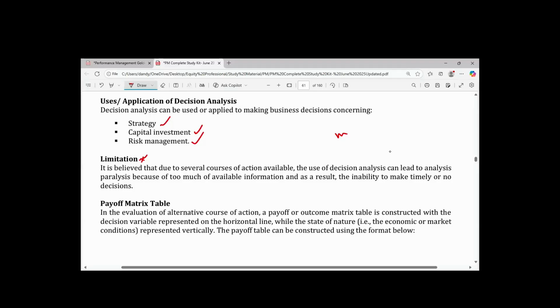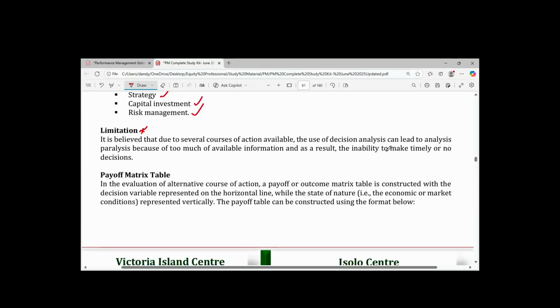And this is the main limitation or disadvantage of decision analysis. Like I said, it is believed that due to several options available, the use of decision analysis can lead to analysis paralysis because of too much available information, and as a result, the decision maker will be unable to make a timely decision, or no decision at all. So when you have too much information or too many options, you get confused. That's the main limitation of decision analysis.